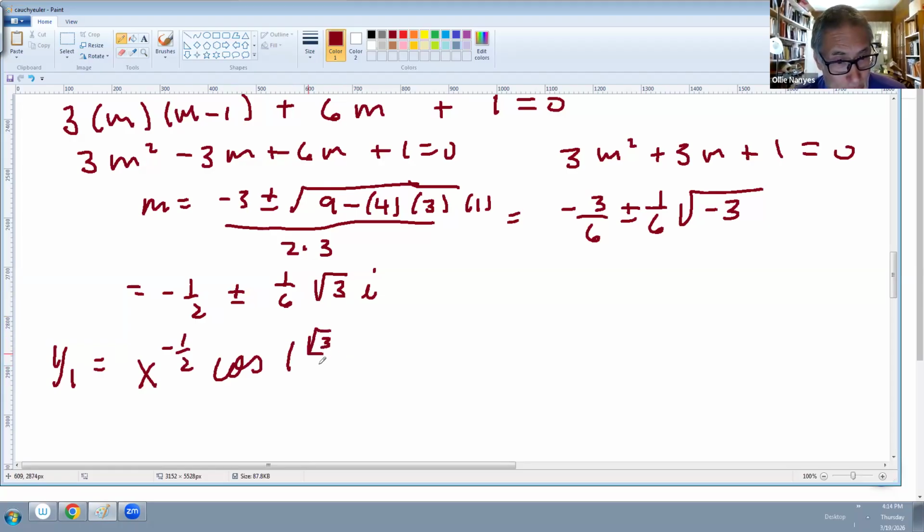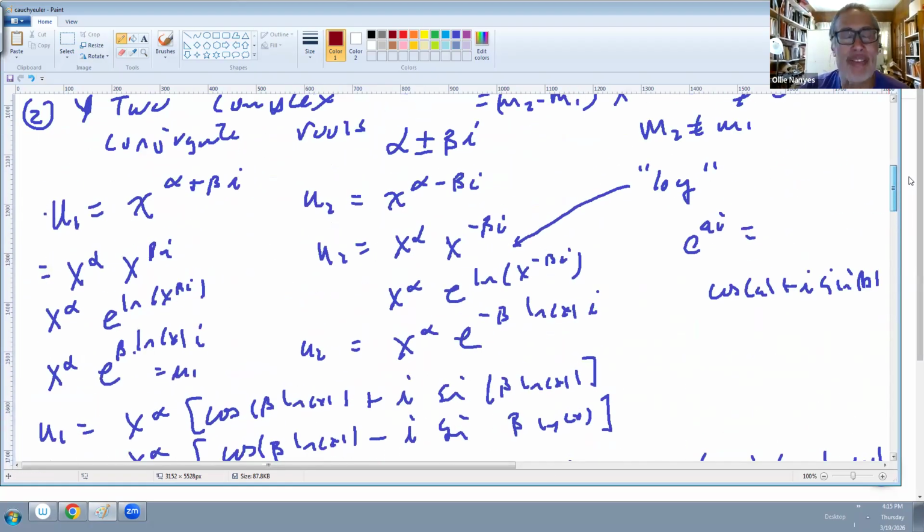Square root of 3 over 6 x. And I think I screwed this up right here. Log, right? Go back here. Darn it. It's what happens. It still breaks for me. All right, so it's the square root of 3 over 6 log x. I almost turned this into one of our other things here.